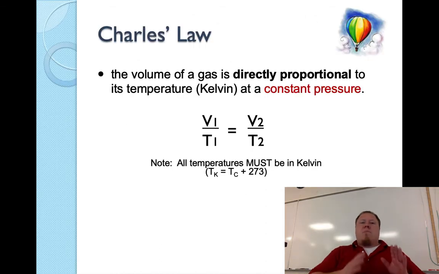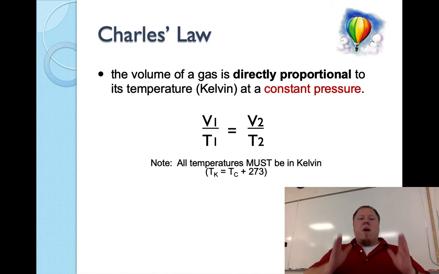Now mathematically, Charles' law is similar to Gay-Lussac's law, where it is something divided by the other thing. It's volume 1 divided by temperature 1 is equal to volume 2 divided by temperature 2. So we're dividing them again, 1 and 2, beginning and ending. Again, for all of the gas laws, temperatures always have to be in Kelvin. So anytime you're dealing with a temperature, make sure it's in Kelvin. You add 273 to whatever it is in Celsius.